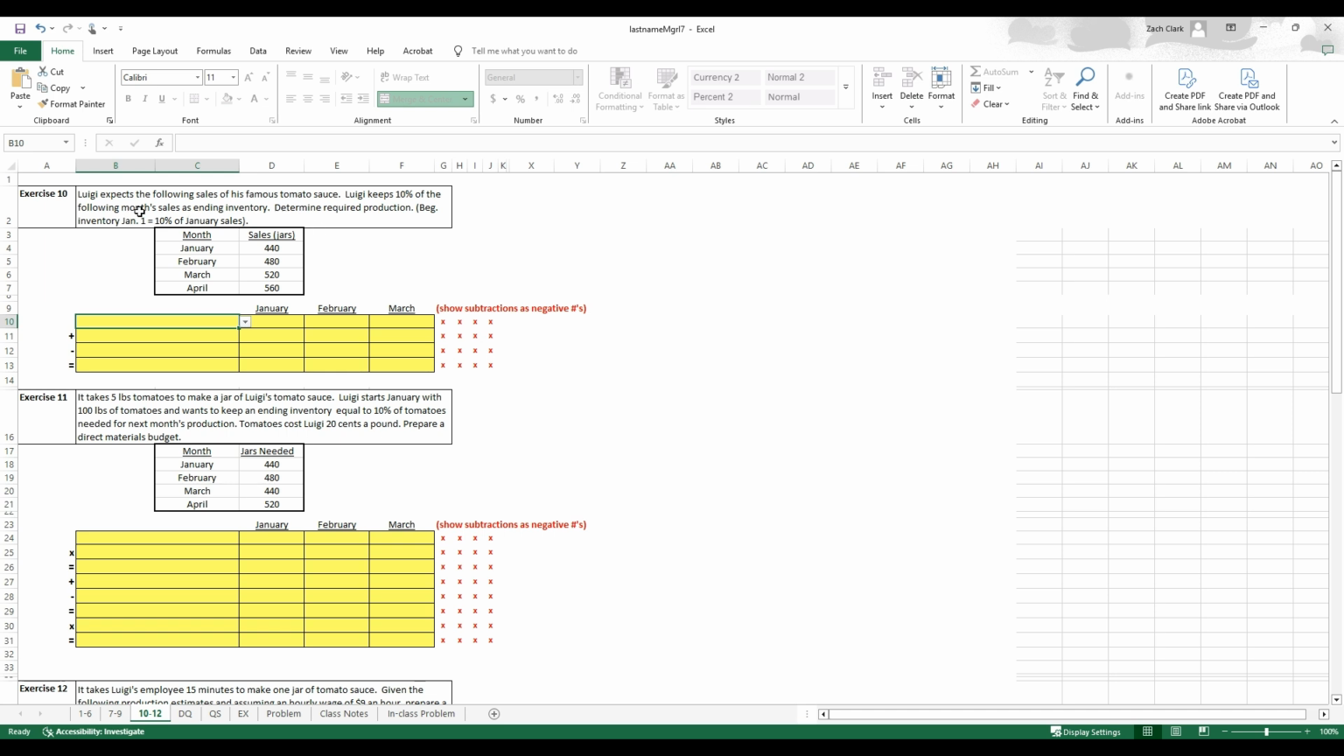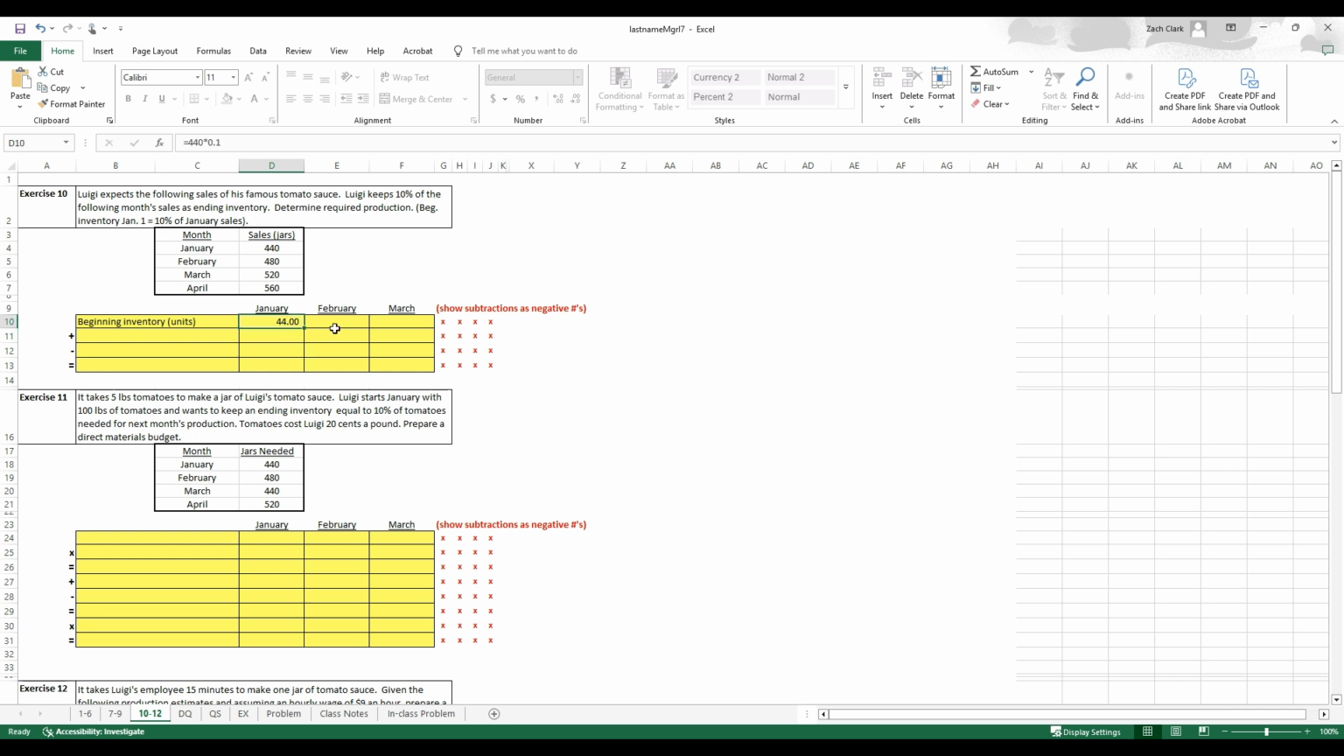Okay, so we've got a company with tomato sauce. We want to keep 10% of the following month's sales as ending inventory, and so we need to figure out our required production as far as inventory goes. We can begin with the beginning inventory. It tells us that we want 10% of January sales. So January sales are 440.